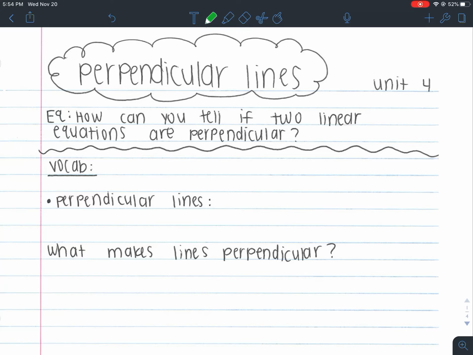Hey guys, welcome to the video for perpendicular lines. We are in Unit 4. Our essential question is, how can you tell if two linear equations are perpendicular?